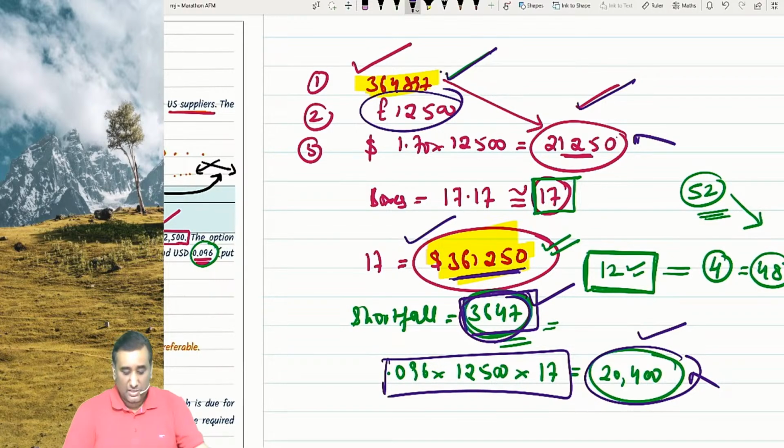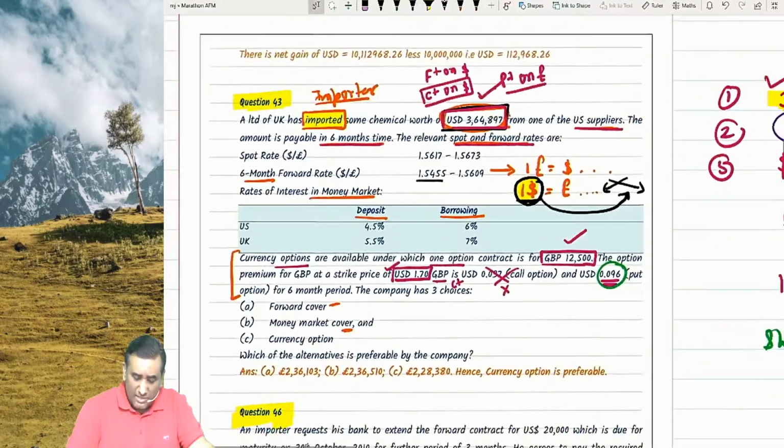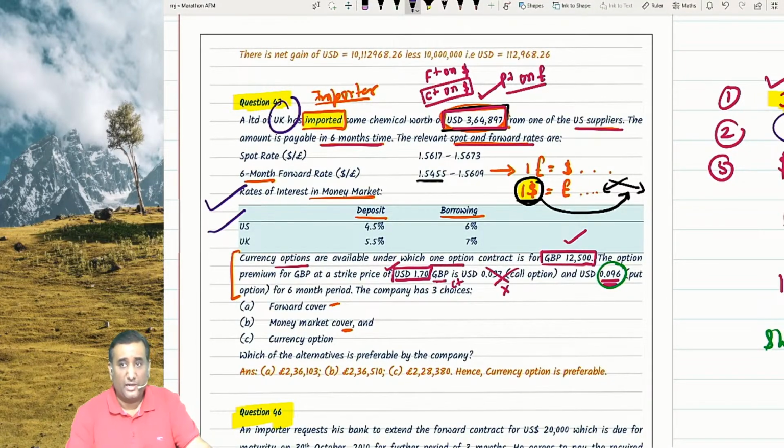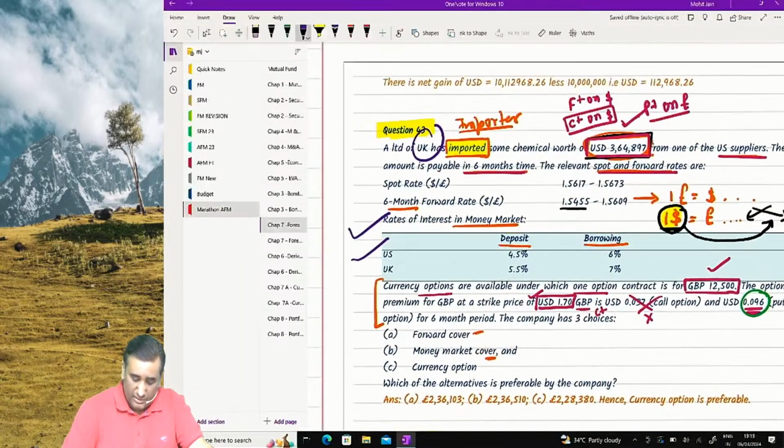I cannot leave my answer in dollar terms because he's in the UK and he has to compare it with the money market operation and forward contract. Ultimately, this answer has to be converted into pound terms. What do we do exactly?